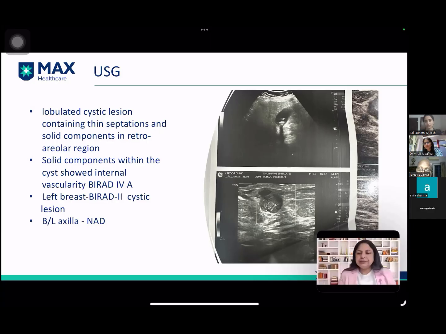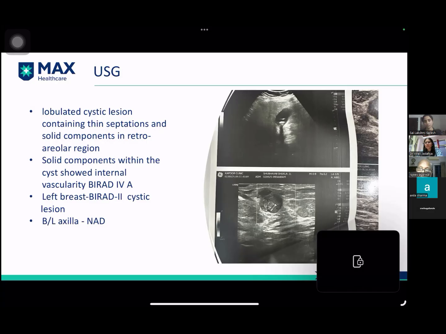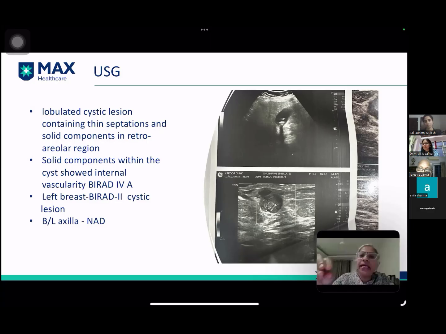And if it is leading to a dilated duct, suppose, then what will you label it as? BIRADS 4A only. Intraductal papilloma. Yeah. All right.